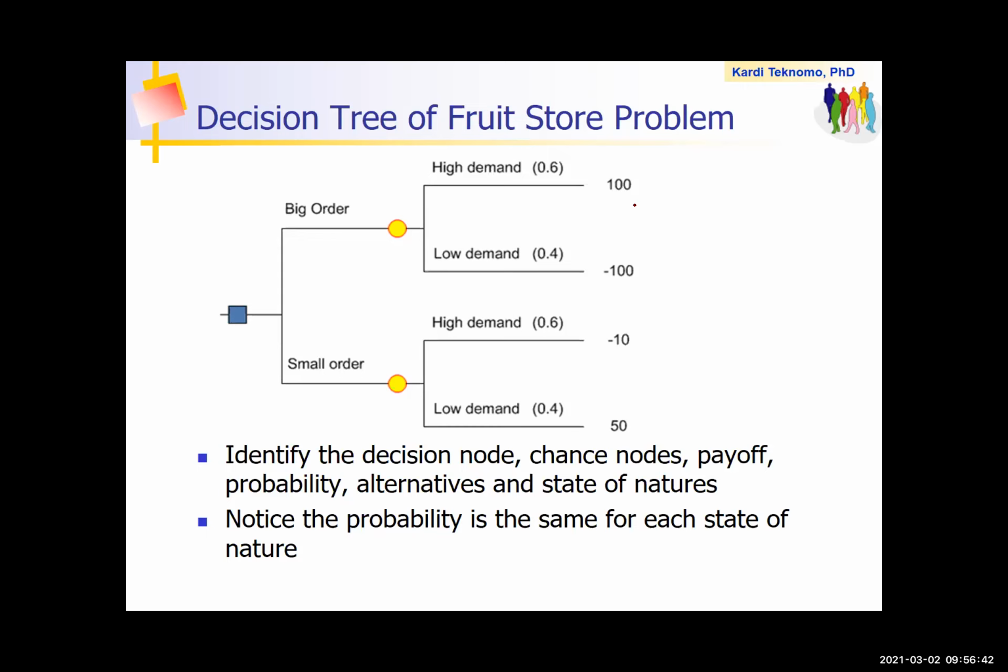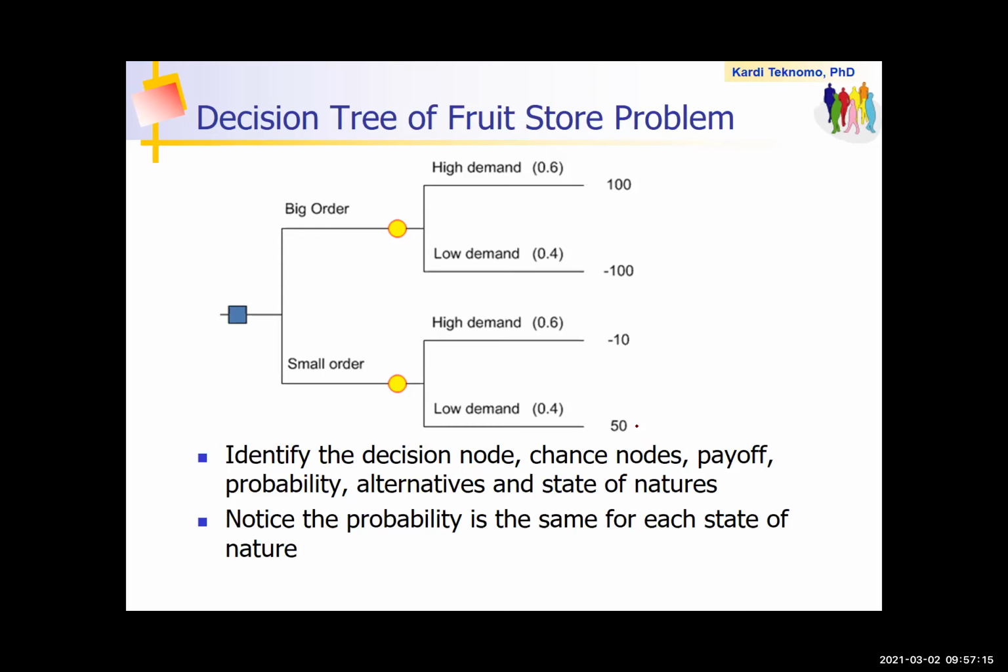Then at the end, you put the payoff, which is the gain. If you have a big order and high demand, the payoff is 100. If you have a big order and low demand, the payoff is minus 100. If you have a small order and high demand, the payoff is minus 10. And if you have a small order and low demand, the payoff is 50.